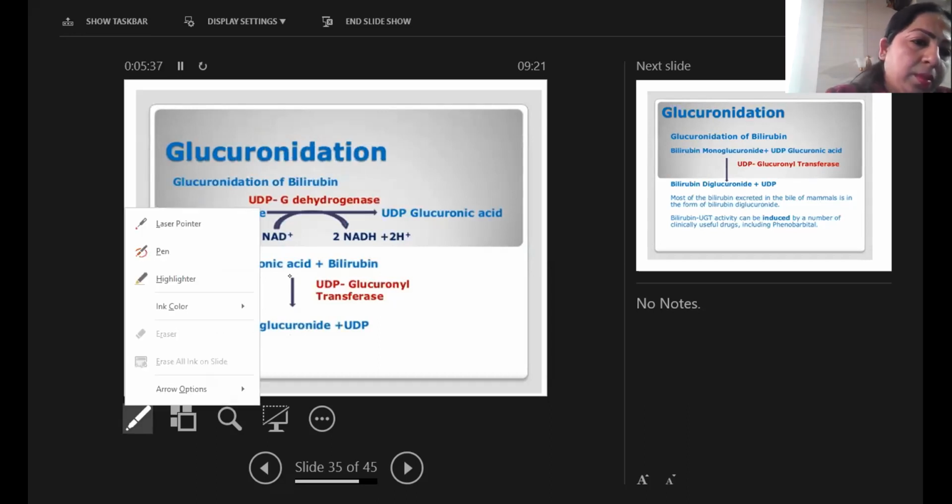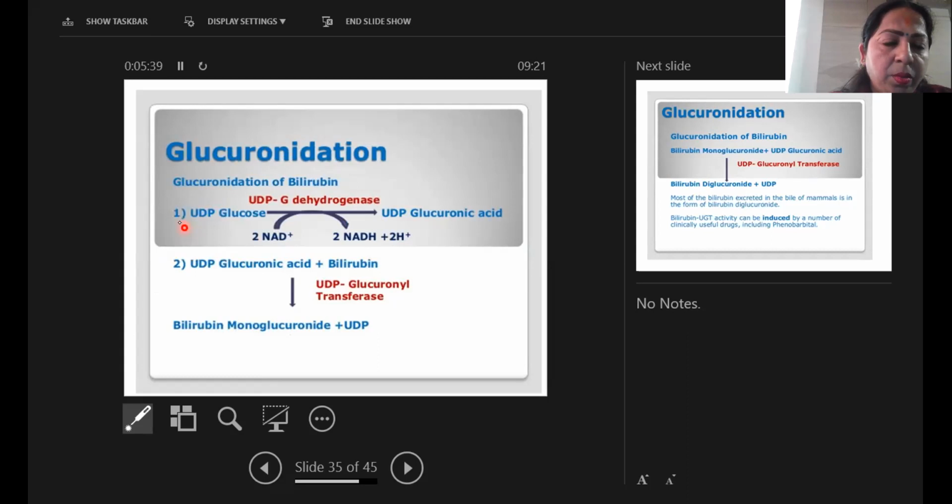I'm using this laser pointer. So this UDP glucose, you can see the UDP glucose dehydrogenase is the enzyme. It is converting UDP glucose into UDP glucuronic acid. This is one of the important reactions of the uronic acid pathway. In the course of this conversion, there is a requirement of 2 NAD, and 2 NAD get reduced to 2 NADH. So glucose is converted to glucuronic acid as an adduct of UDP.